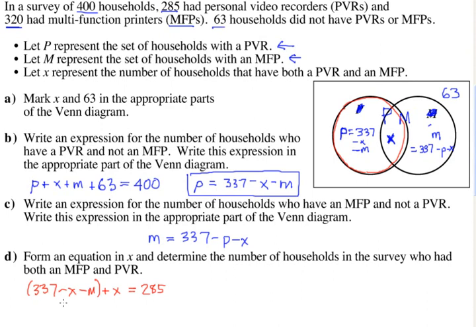All right, 337 minus x minus m is this section. Then x is the middle section. There it is. Grand total, that has to make 285 people. This we can solve, because something wonderful happens. Our x's cancel out here. We get 337 minus m equals 285. M has to be 52.